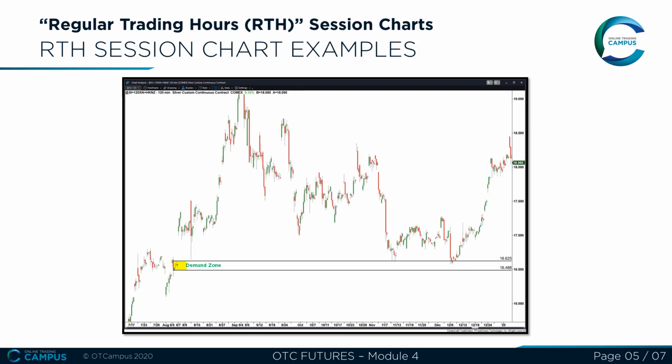So here you see another regular trading hours chart of silver. Again, you can clearly see the gaps all over the chart and recognize that some of them represent important zones that cause big moves in the silver market.